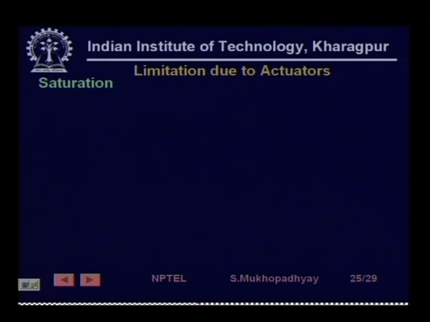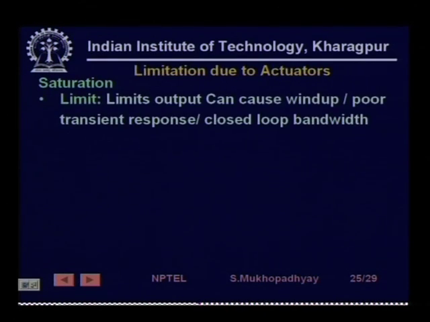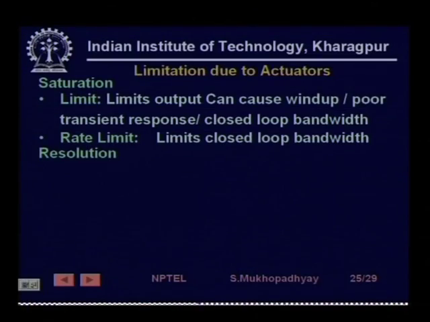Similarly, for actuators you can have saturation. Saturation will actually limit transient response, because how do you move a system fast? By giving it a lot of input and by giving it fast. So, you need large input and you need high rate limits, that is, you can jack up the input very fast. If you have any of these limits, then you cannot push the plant hard enough and you lose in transient response or closed loop bandwidth.